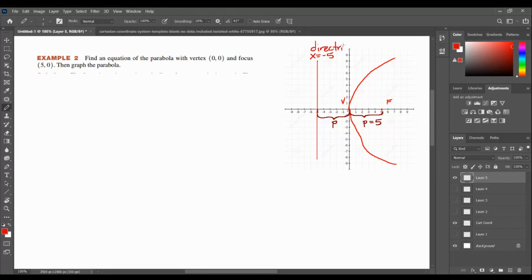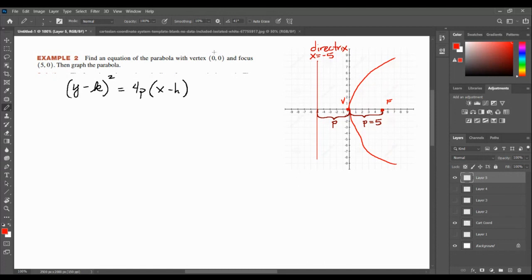They gave me the vertex, and they gave me the focus. Graphically, I was able to determine p. This opens to the right, which tells me that y needs to be squared instead of x. So I'm going to write down the basic formula they gave me: (y - k)^2 = 4p(x - h).